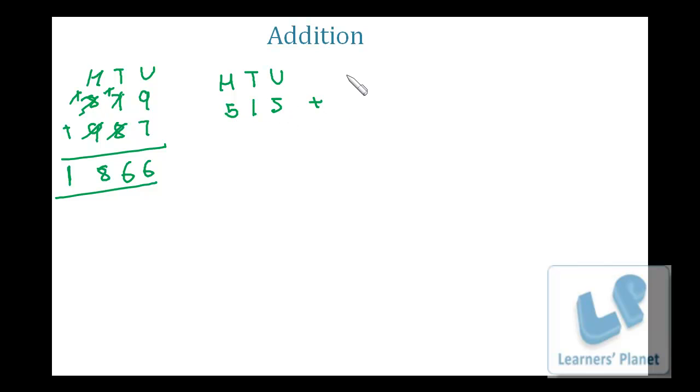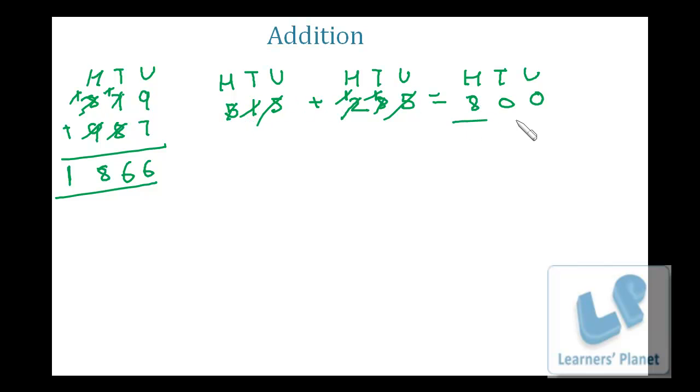Now again hundreds, tens and units. 515 plus 285 equals hundreds, tens and units. So 5 plus 5, that is 10. So 0, 1 is carried. So 8 plus 1 is 9, plus 1 is 10. So 0 and 1 is again carried. So 2 plus 1, 3, plus 5, 8. So that is 800. Right?